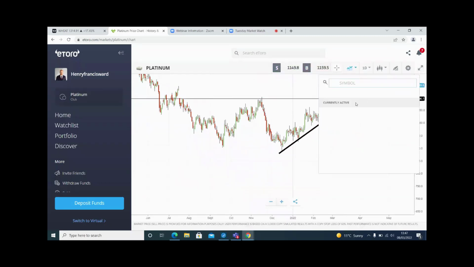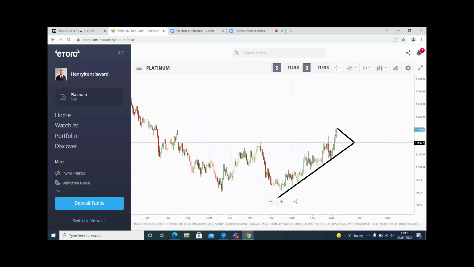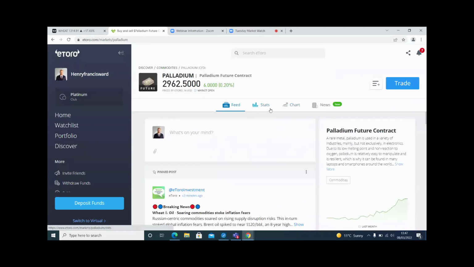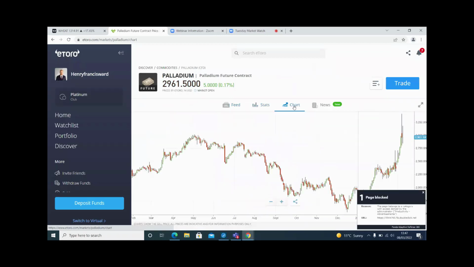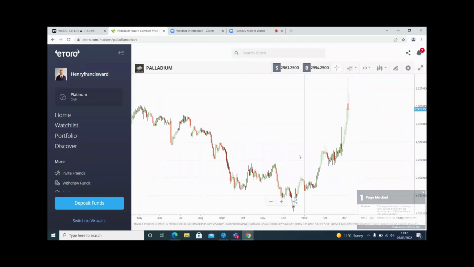So if we get a pullback on platinum into any of these here, would expect this to continue to go up, wouldn't we? Palladium also had a massive jump.